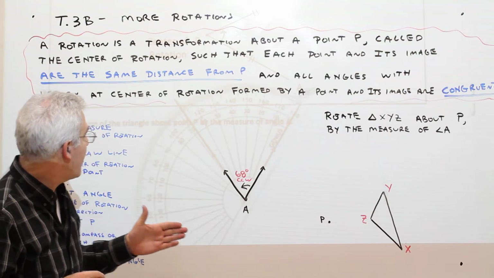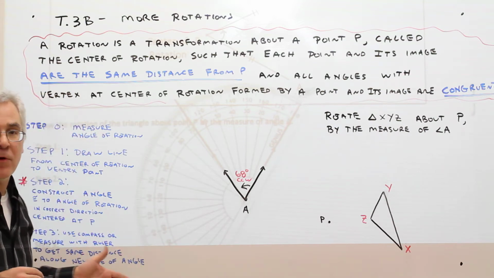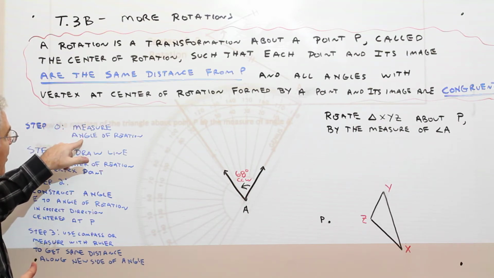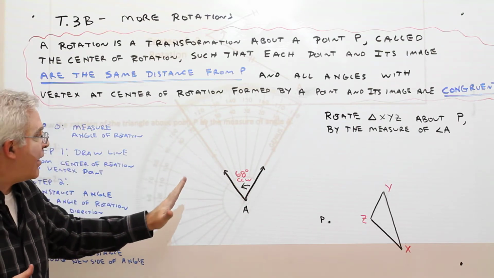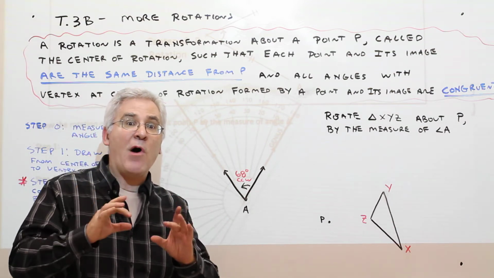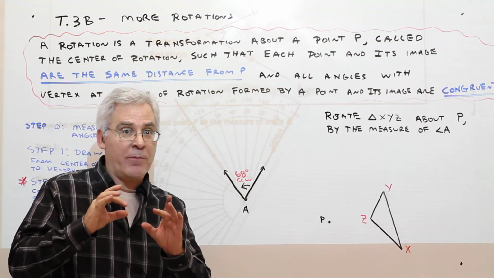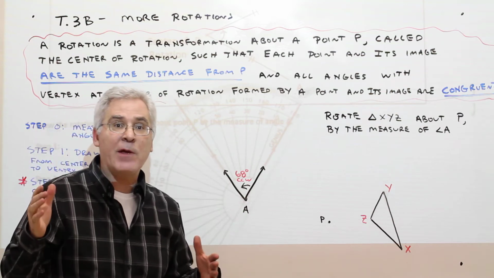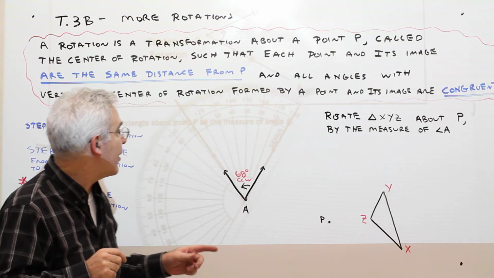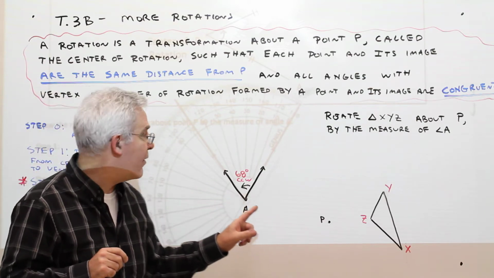All right, so I've got a few steps down here. Again, they won't mean much until we do it. We're going to measure the angle of rotation initially. I've got that right here. In this instance, smaller protractors are better than big protractors. So if you've got a big protractor, get rid of it and get a small one. Even with a small one, I had to extend the line.